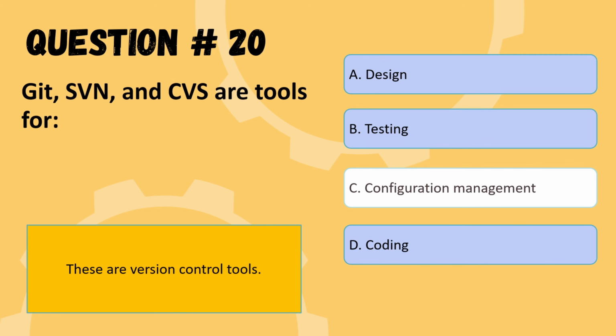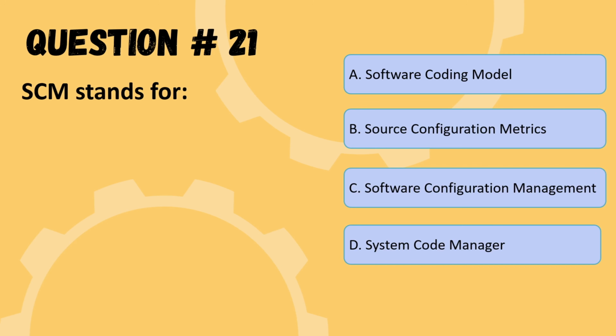So we are moving to the next question. Next question is, SCM stands for software coding model, source configuration matrix, software configuration management, or system code manager. So the correct option is software configuration management.